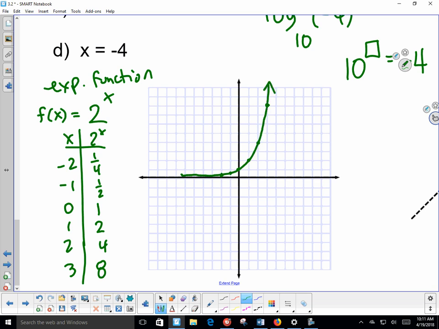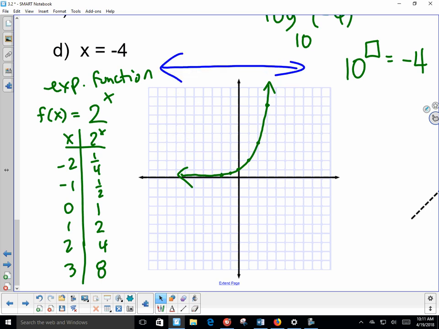Our base is greater than 1. But we already talked at the very beginning of this lesson, we said, hey, this passes the horizontal line test. A horizontal line is going to cross through the graph in at most one point, and that means it will have an inverse.